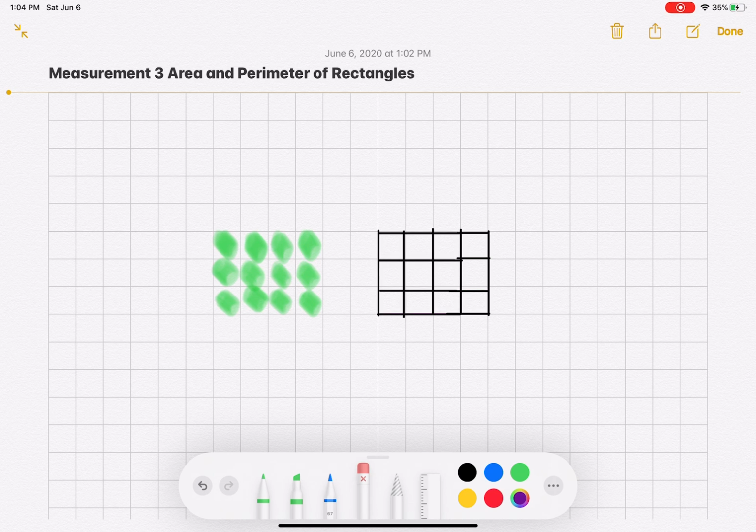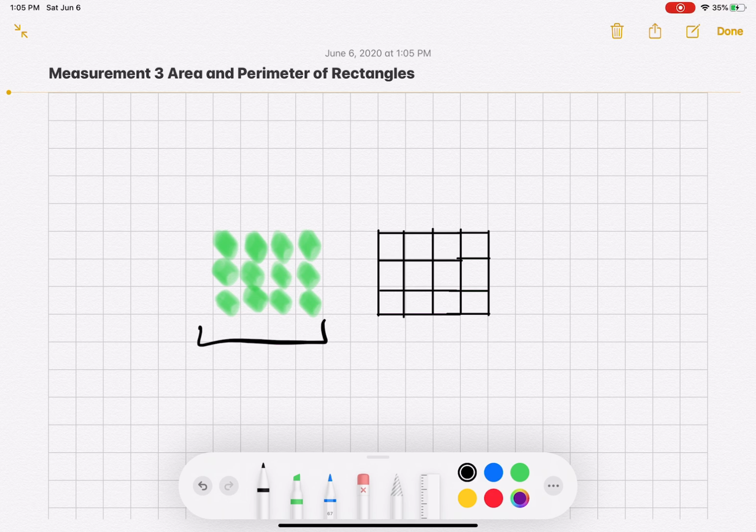Okay, so we're looking at area and perimeter of rectangles now. And we're just going to start by having you look at this first shape here, this array. Okay, and these should be quite familiar to you because we use these through multiplication for many years.